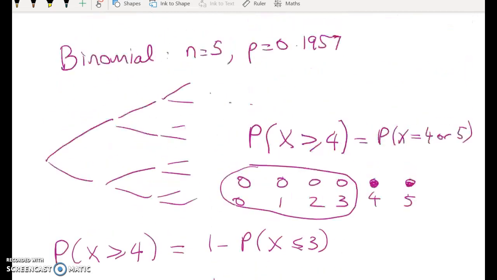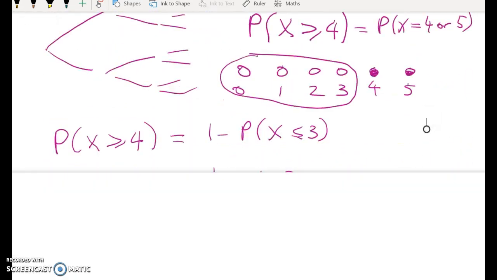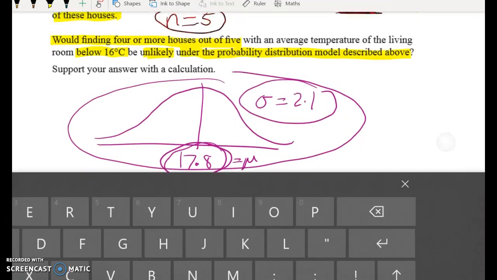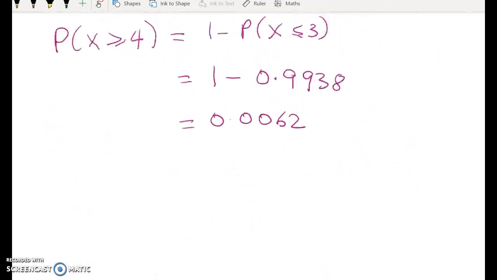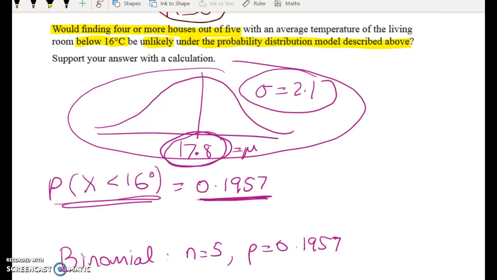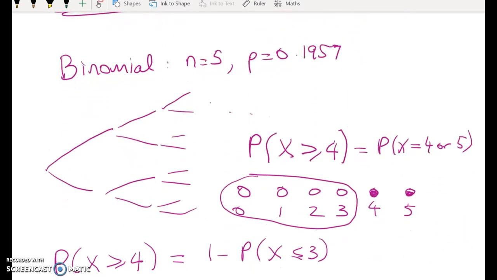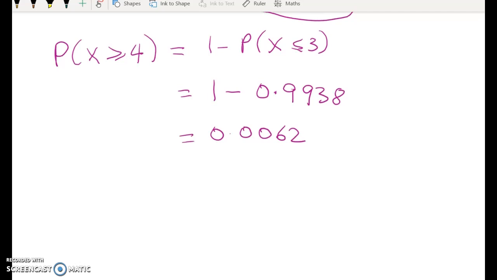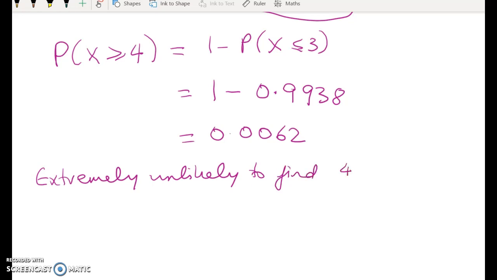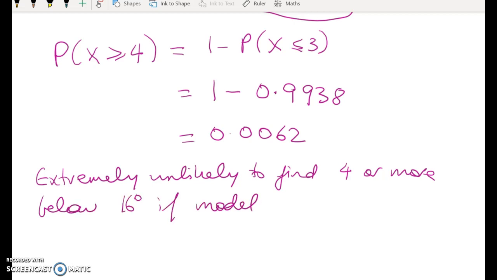But that's not the end, because we're asked about how likely it was to happen, so we need to make sense of that answer. What we're saying is that if the model is true, if the average temperature is 17.8, the probability of finding 4 or more houses with a temperature below 16 is extremely unlikely. So it's extremely unlikely to find 4 or more below 16 degrees if the model is correct.